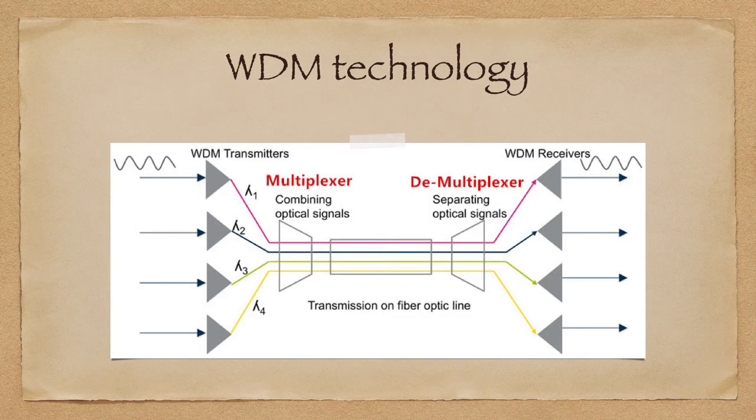And wavelength division multiplexing, which is short for WDM technology, is the key function for optical switching. We can see in this picture that a number of different wavelengths are combined together, then transmitted through the fiber line. On the receiver side, the demultiplexer separates the different wavelengths from each other.